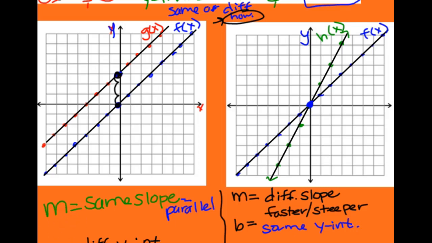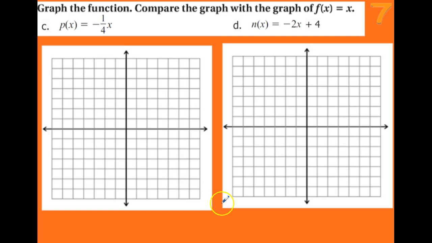All right, we have two more that we need to graph. We are going to also compare it to the parent function like we did before. That's what we're doing here. This is really y equals 1x plus 0. So let's graph that first.